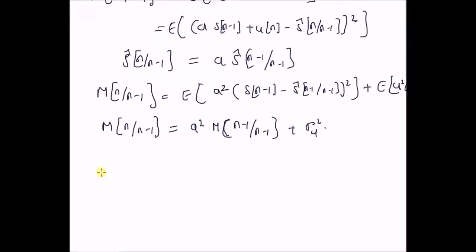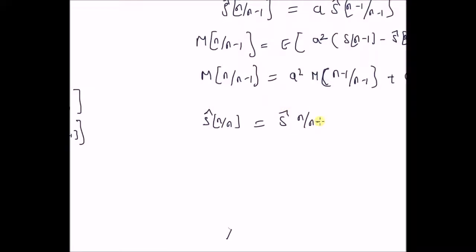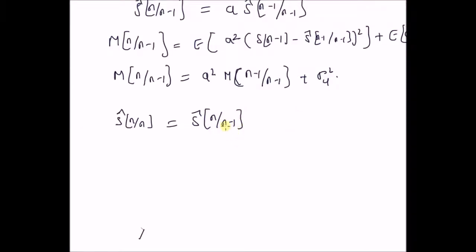Now let us look at the expression for s hat of n given n, that is the update of the state given all the observations up to n, which is clearly equal to two terms. The first one is s hat of n given n minus 1, that is the prediction, plus the Kalman gain multiplied by the innovation term, which is x of n minus the prediction. So this is basically the corrected update of the estimate.